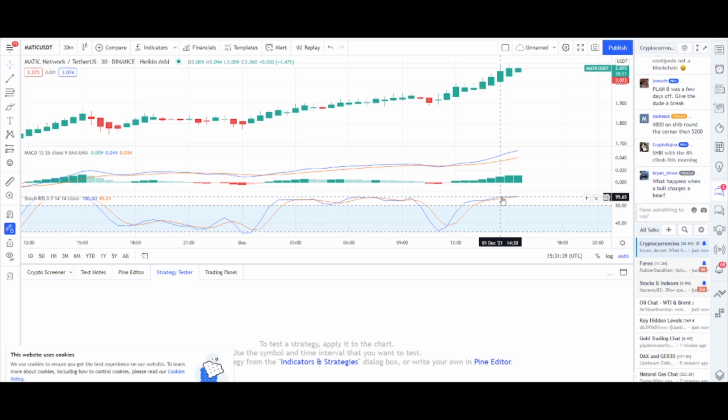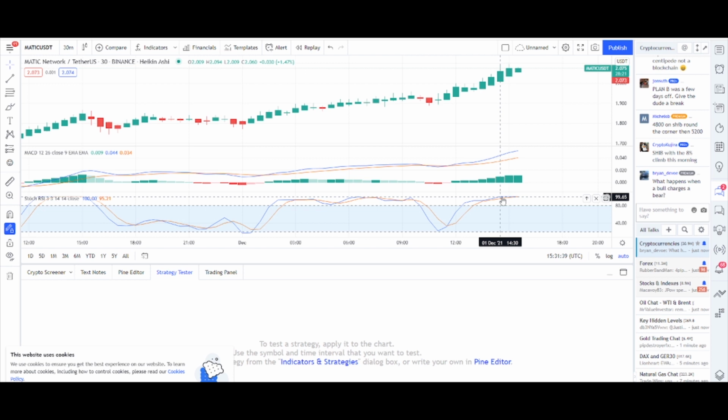but in an overbought situation, that's not where I want to buy. I want to buy down here. Okay, so the indicators, the MACD and the stochastic, are kind of telling me maybe it's not the time to get into this. And you know how much I love MATIC.